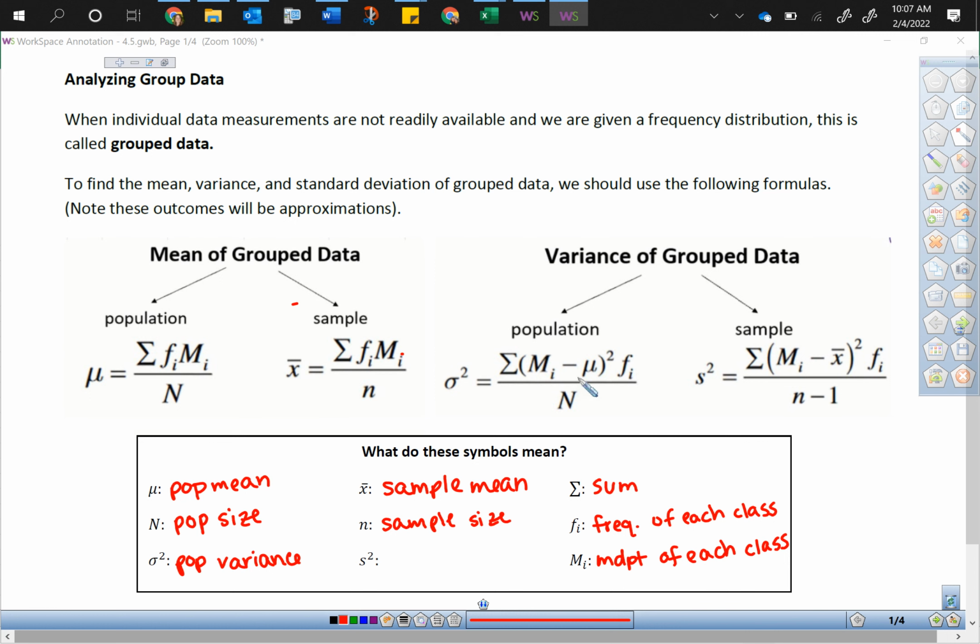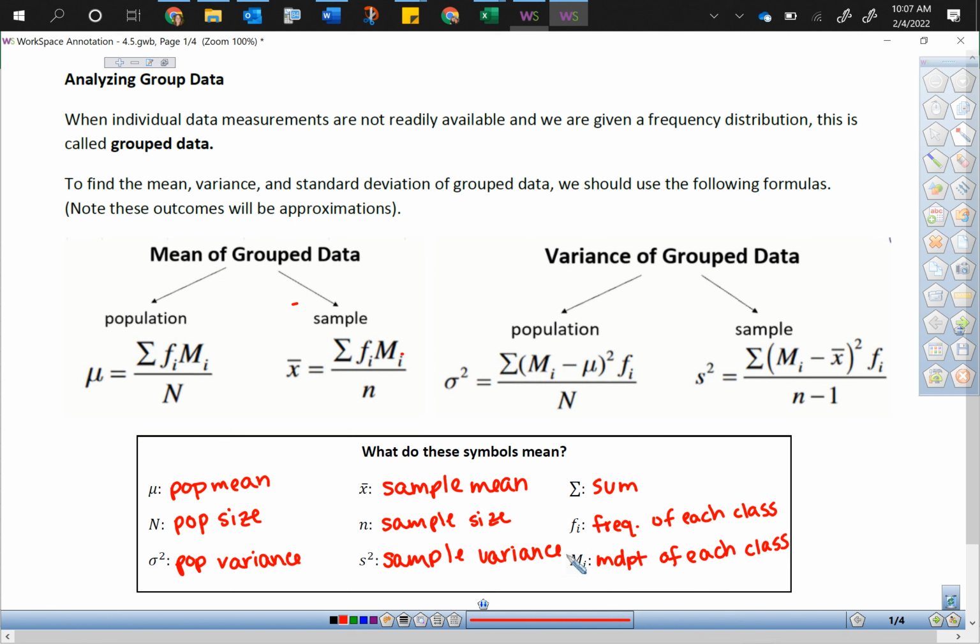Okay? And then s squared, what is s squared going to be? Sample variance. Very good. And that's the same concept. We're going to take the sum of the midpoint minus the mean, squared, times the frequency. We're just going to divide it by the sample size minus 1.